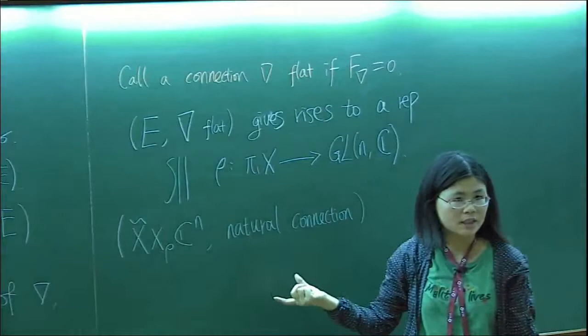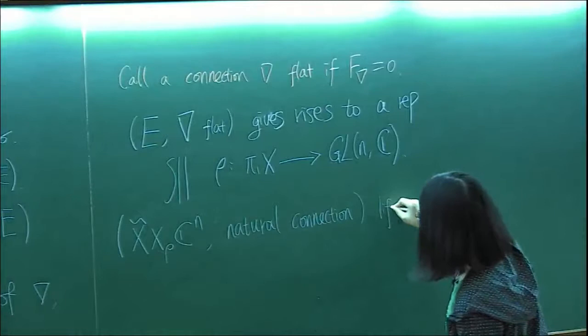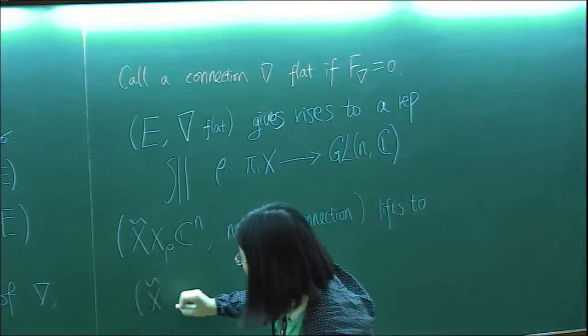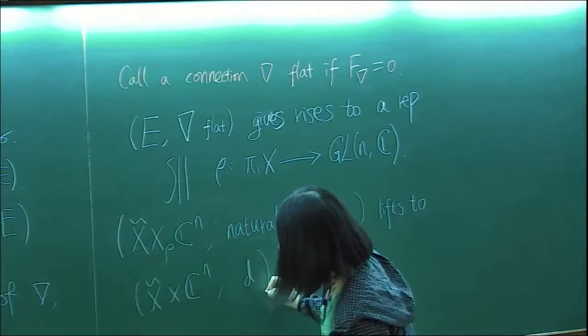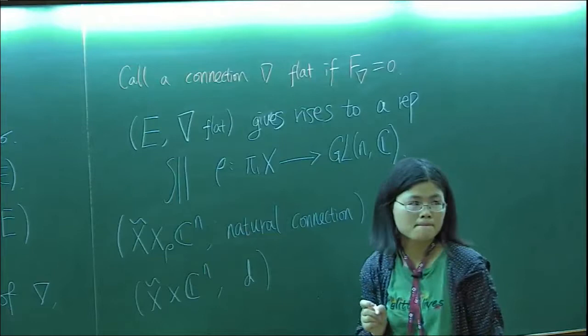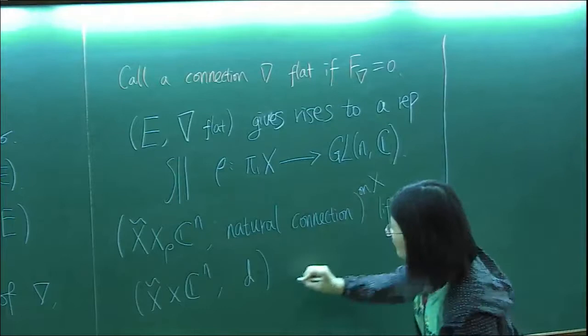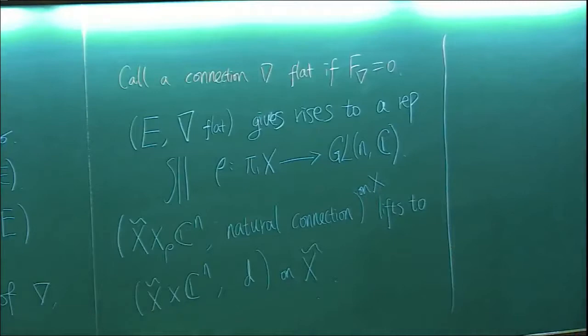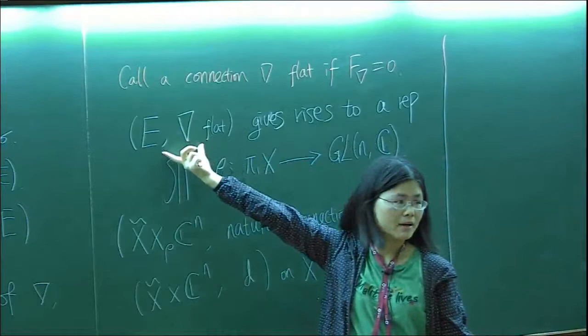So this bundle together with this trivial connection actually leads to the universal cover. On the universal cover, we have the trivial bundle, and we have the connection which is just differentiation. So this is on X, this is on X tilde. So whenever we have a representation, we can think of the smooth object as this pair: a vector bundle together with a flat connection.